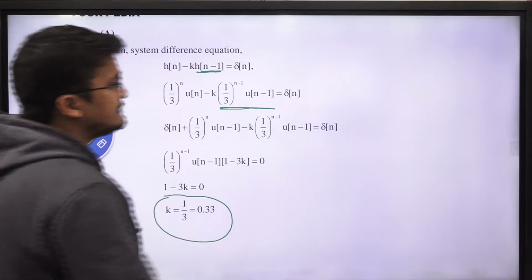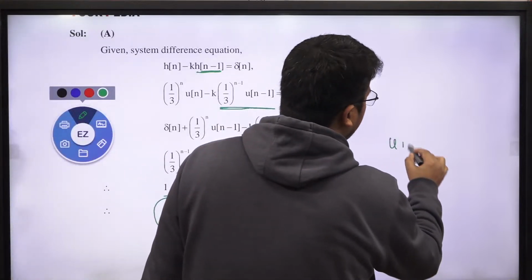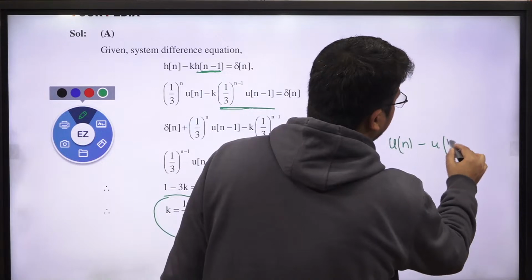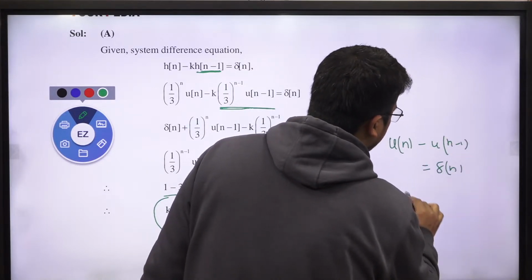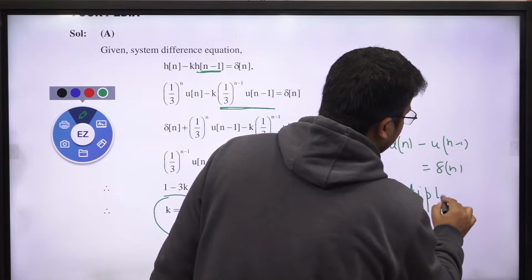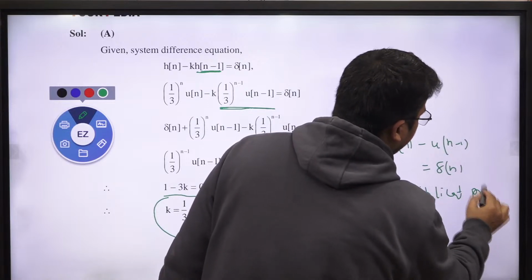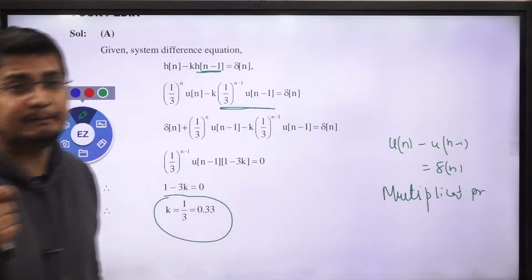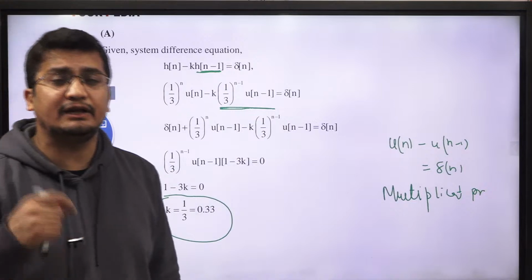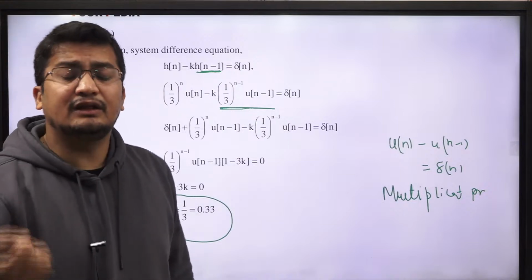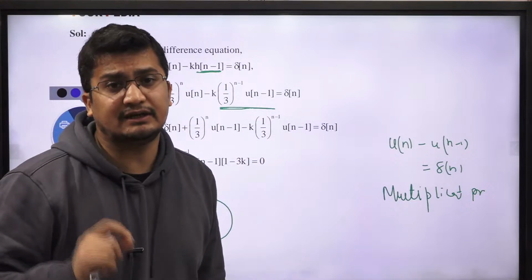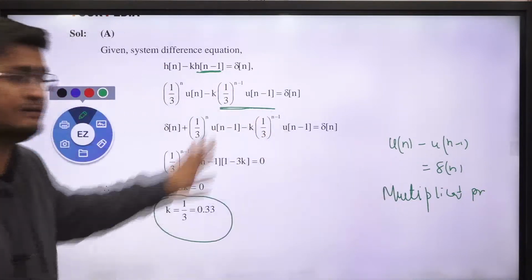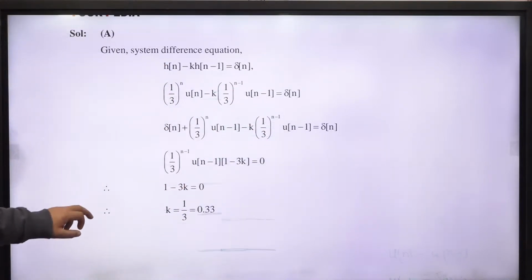I'm repeating, I'm using two properties here. One is u of n minus u of n minus 1 is equal to del of n, and the other is the multiplication property of impulse, which says that whenever any impulse or sample is multiplied with any function, the answer will be the value of that function at n is equal to 0 multiplied by the impulse. Is it clear? These two properties I'm using while solving this question. Okay. So moving ahead, next question.